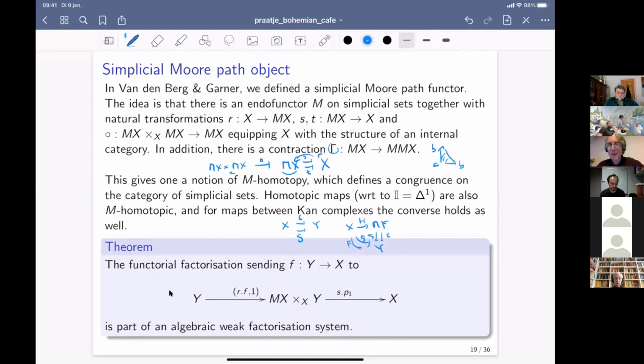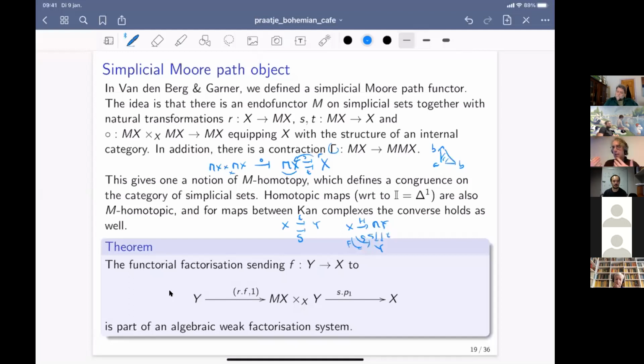But I do want to make the following remark: this notion of M homotopy that we get, maybe we haven't stressed this enough in the paper, is actually the correct notion of homotopy. Homotopic maps in the usual sense, with respect to the interval, are also M homotopic. And the converse also holds if you look at maps between Kan complexes. So in that sense, M homotopy is in a way the correct notion of homotopy. It's not something completely weird.